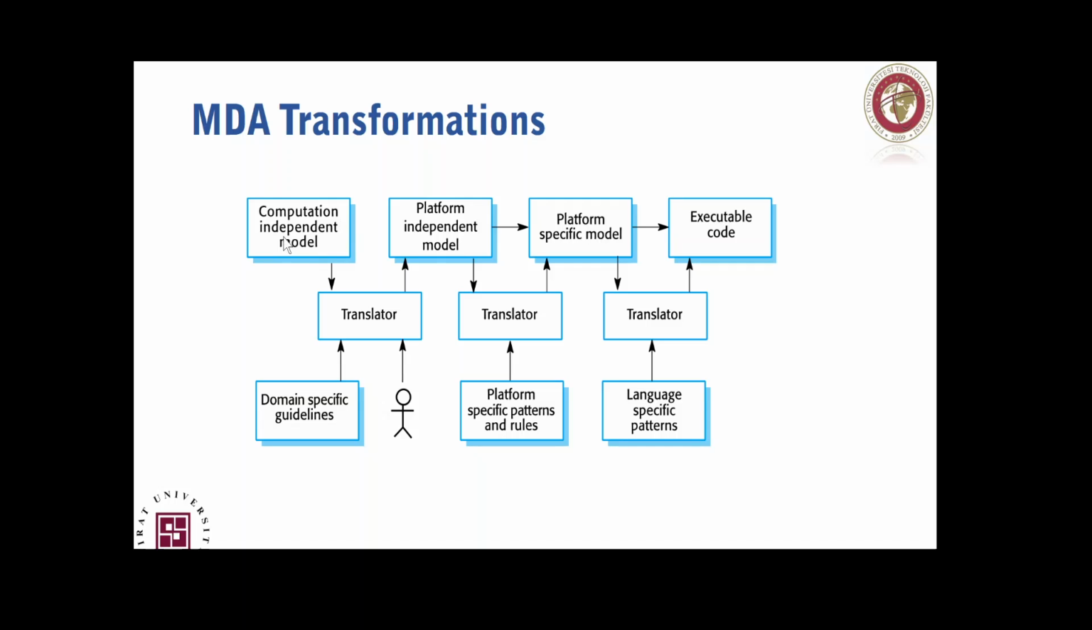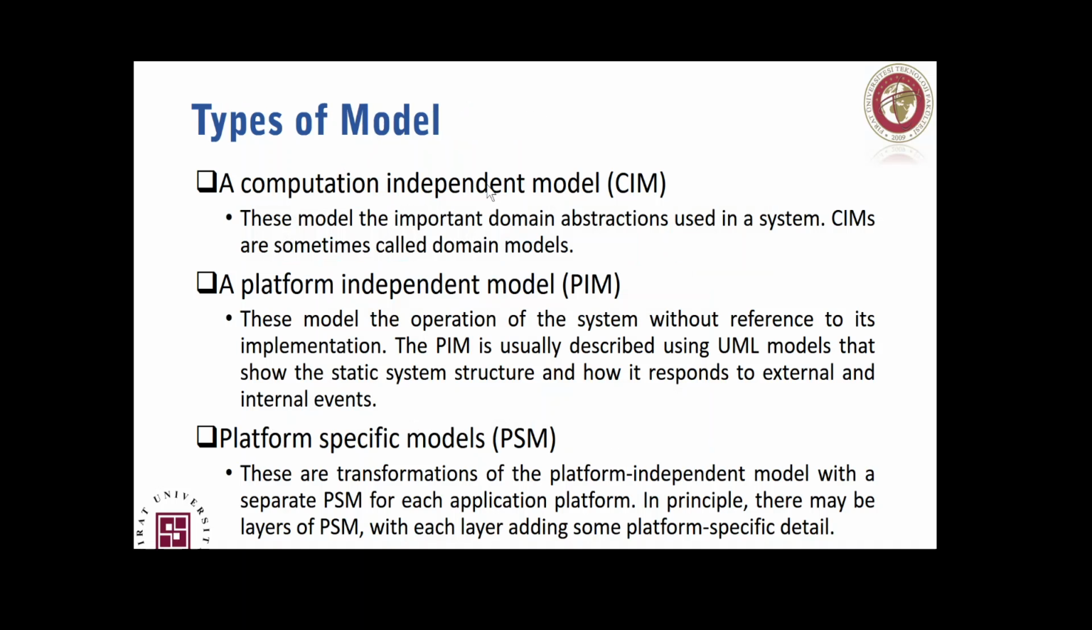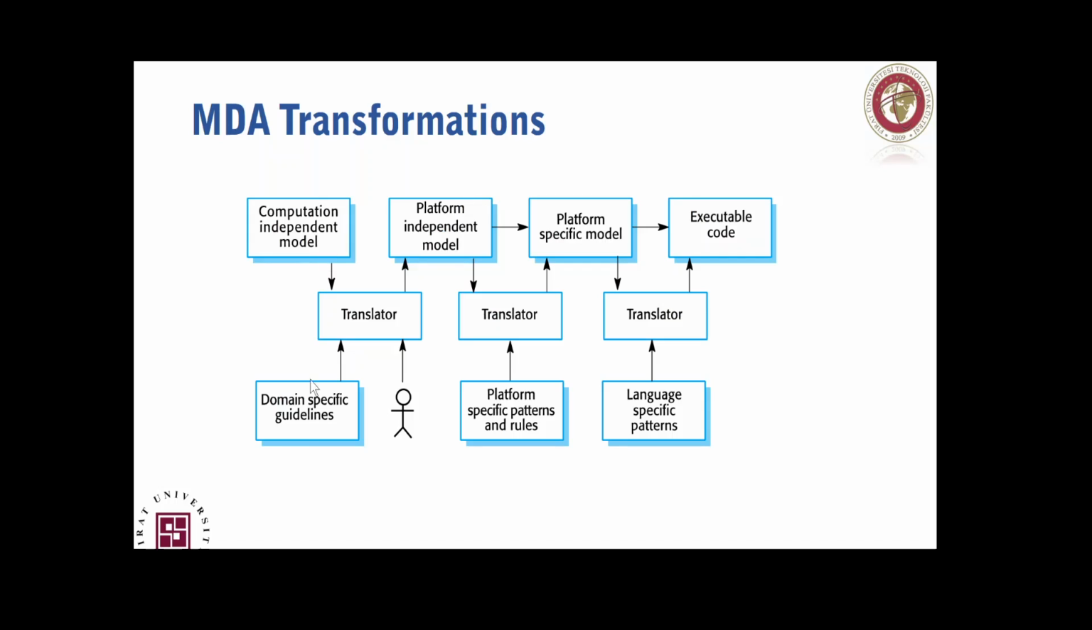We have a computation independent model. This is the exact first one. And this one, with some domain specific guidelines and maybe human intervention by some translator, we can go to a platform independent model. Once we have a platform independent model, with some translator and some platform specific patterns and rules, we can create the platform specific model.